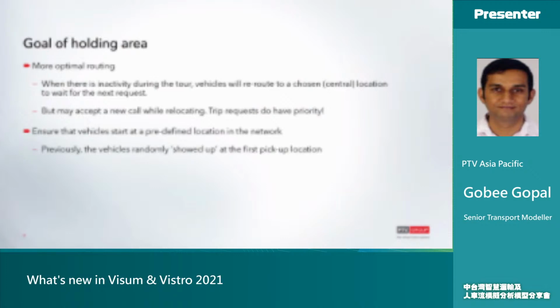Then the second part of the e-vehicle is the goal of the holding area. As we know, in optimal routing, when there is inactivity during the tour, the vehicle will reroute to a chosen central location to wait for the next request, but may accept a new call while relocating. Trip requests do have a priority. Ensure that vehicles are at a predefined location in the network. Previously, the vehicle randomly showed up at the first pickup location.